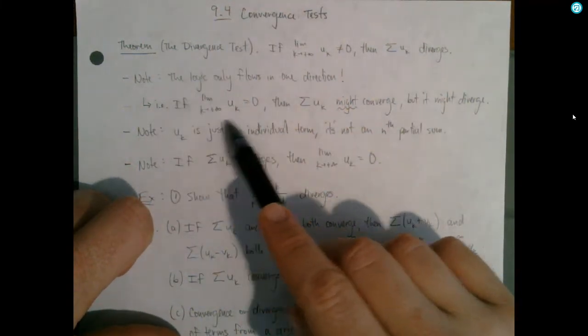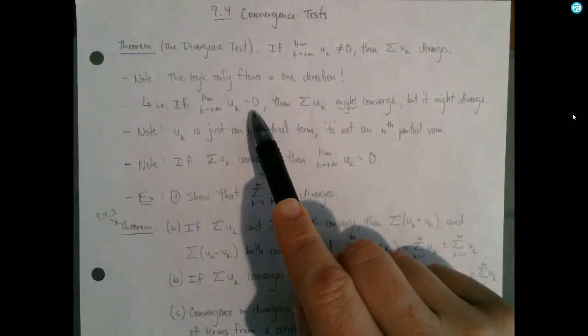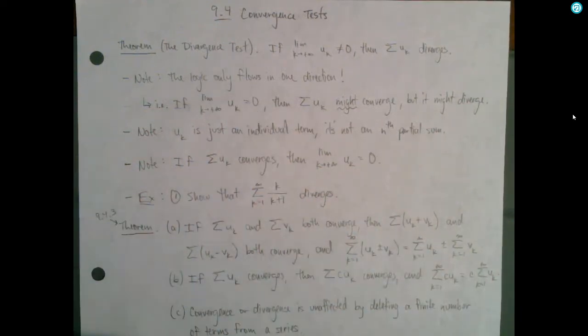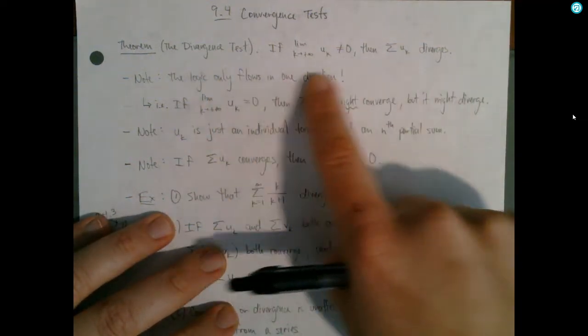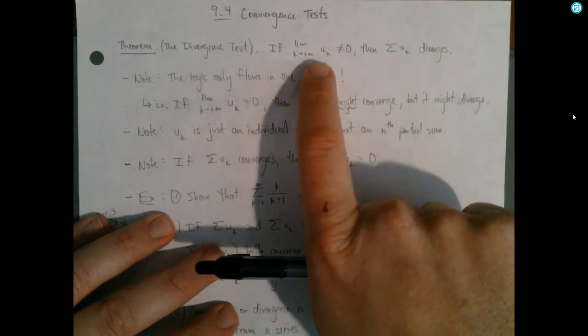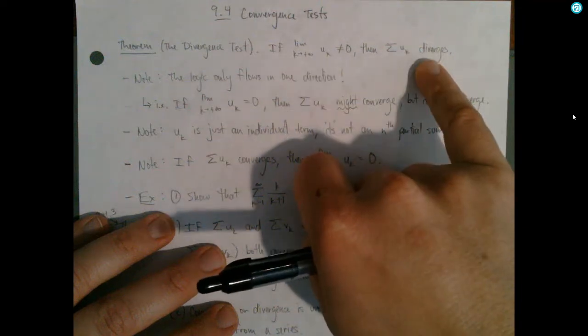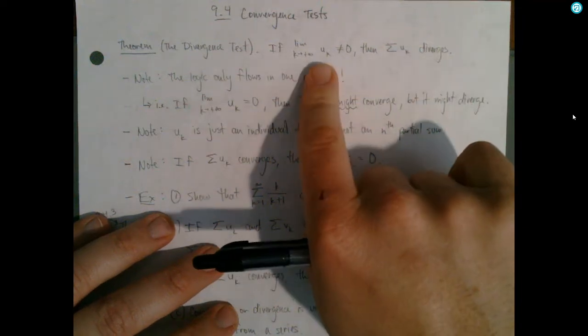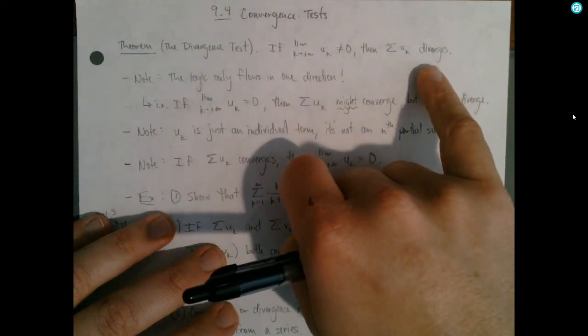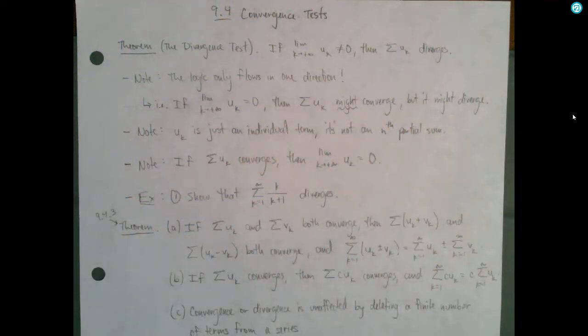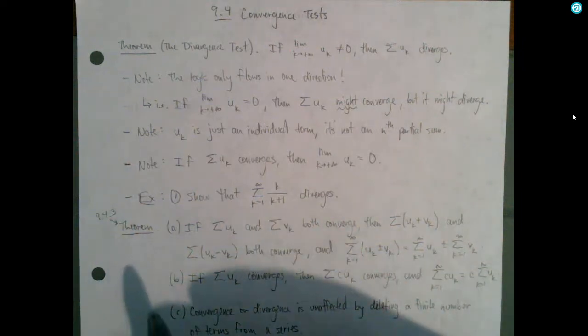So just because you get 0 when you take the limit doesn't mean the series converges. And we've already seen examples of, for example, the harmonic series, right? 1 over k. The limit as k goes to infinity is 0, but we saw in the previous section that that series diverges still, right? So just be careful. The logic only flows in one direction here. So if the limit is something other than 0, then the series definitely diverges. If the limit equals 0, then maybe it converges, maybe it diverges. We don't really know. Okay? The test is inconclusive.